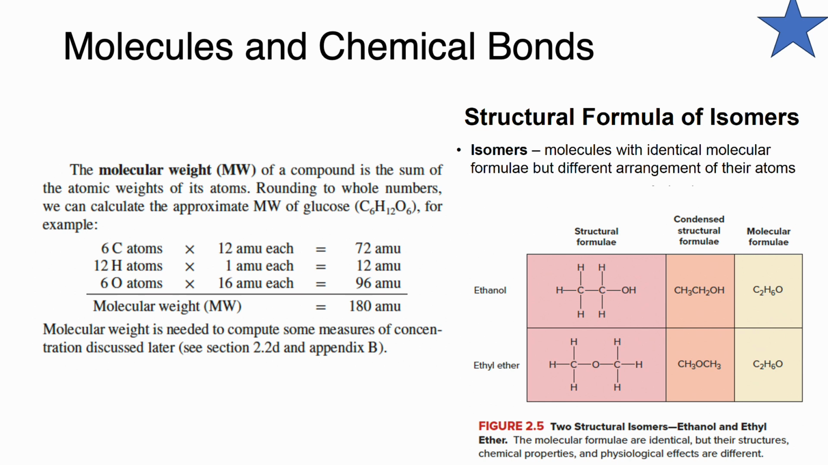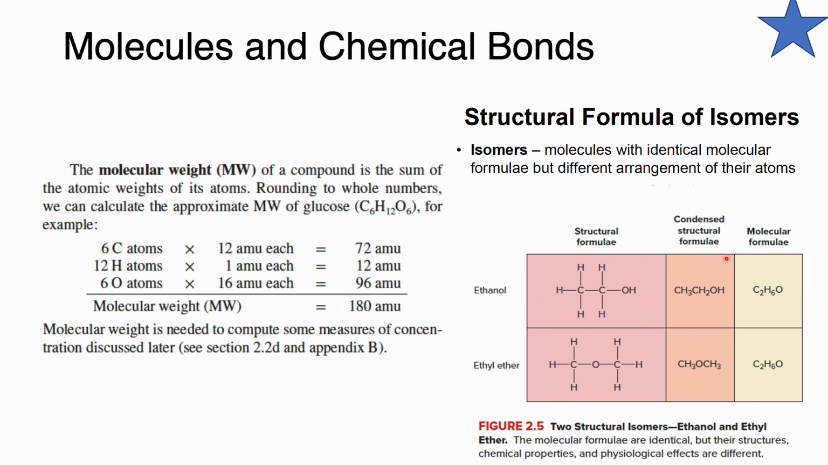So let's start. Say we're looking at C6H12O6. This is glucose. The molecular weight of glucose is 180 AMU. So why are we looking at that? So glucose, C6H12O6. What we are reading there, C6H12O6, that is the molecular formula of glucose.